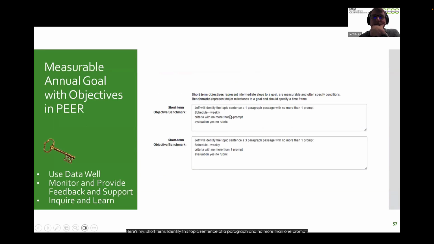Here's my short term. Identify the topic sentence of a paragraph with no more than one prompt. He will identify the topic sentence of a 3-paragraph passage with no more than one prompt.